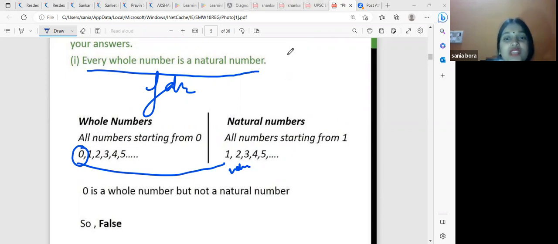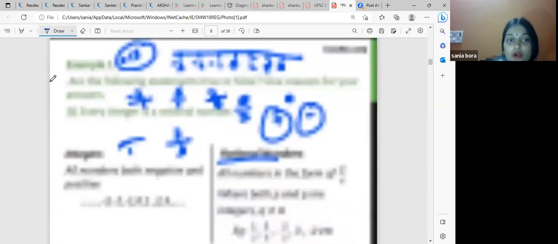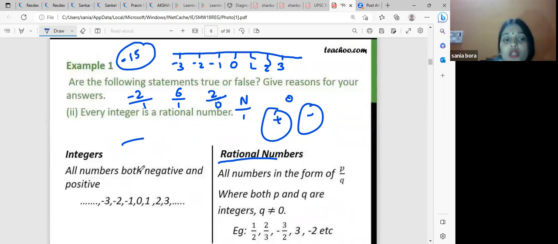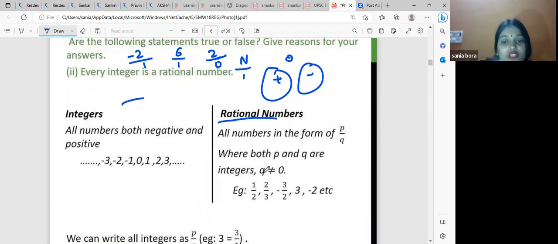Okay. So you will just write chapter number 1, and then let's just start. First of all, chapter number 1, you will write first whole number: all numbers starting from 0, whole number. Natural number: all numbers starting from 1, natural number. Then integers: all numbers, both negative and positive, are integers, so minus 3, minus 2, like this. Rational number: all numbers in the form of P upon Q, where P and Q are integers, but Q is not equal to 0.